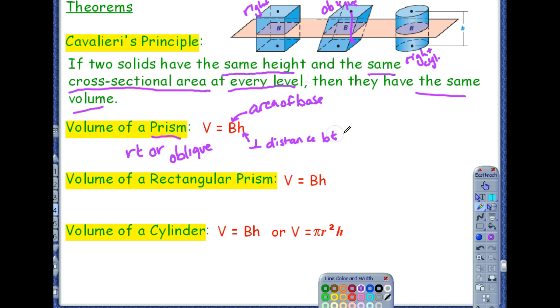So essentially, if you can find out how much area is on one of the bases, and if you know the distance between those bases, that's how much stuff is inside. Kind of get a visual of that. So if you know how much is at the base, and you multiply it by how tall it's going to be, that's how much volume is inside.